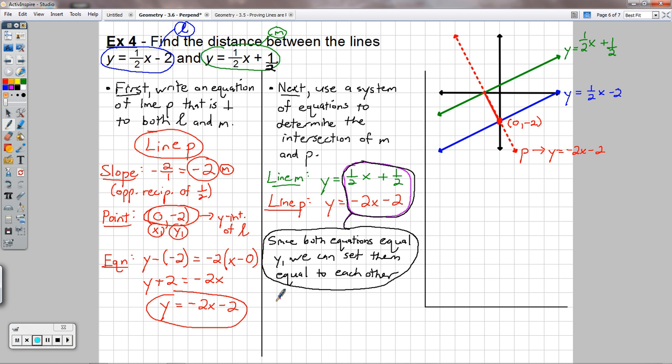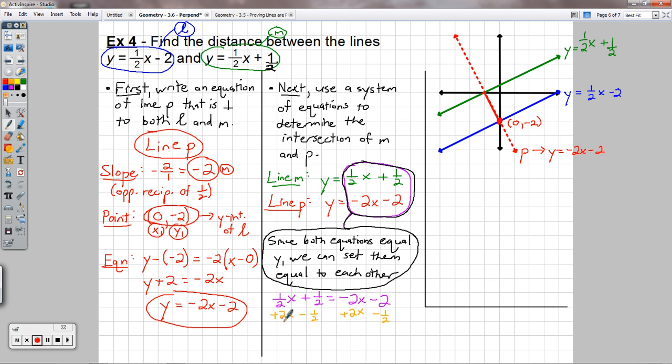So we've got 1/2 x plus 1/2 is going to equal -2x minus 2. We're going to solve that for x from there. So trying to get x by itself, I could add 2x to both sides, subtract 1/2 from both sides. So if I add 2x, subtract 1/2, subtract 1/2. To save ourselves a little bit of writing, let's talk about this just mentally here.